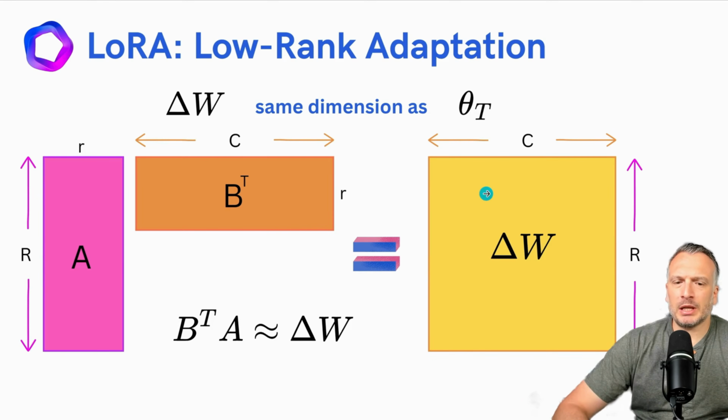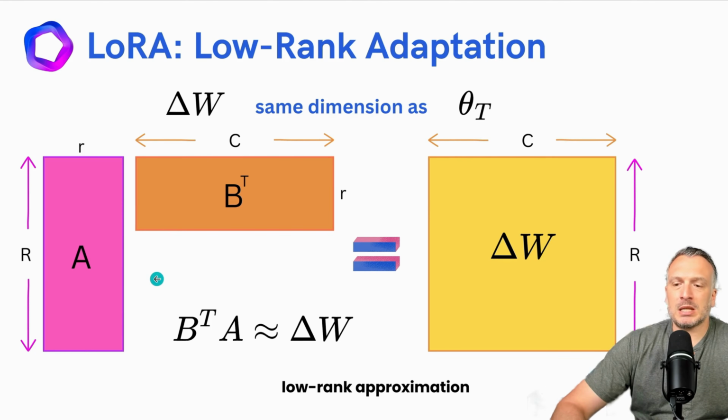So something that we can do is take the delta W matrix and decompose it into a matrix multiplication of two smaller matrices. So here we have A and we have B, and we have B transpose A, which is almost equal to delta W. The trick is to make sure that the width of those matrices is small enough such that A and B are much smaller than delta W. So this kind of decomposition is not exact. So this is an approximation. We call that a low rank approximation.